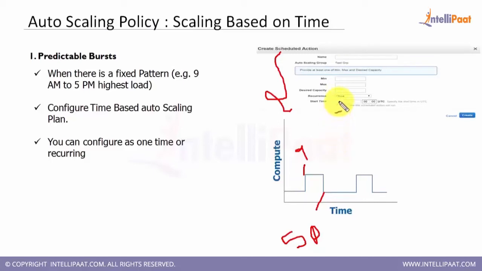You can set up the time in the Amazon Management Console. You can set it up for one day or recurring, whether it's a one-time or a recurring schedule, and based on this the desired capacity would be changed. So this is scaling based on time, where you know the pattern and you want to scale up and scale down, you can do that.